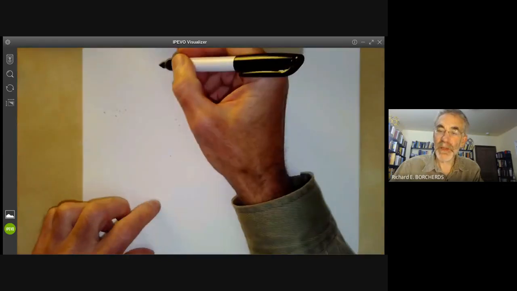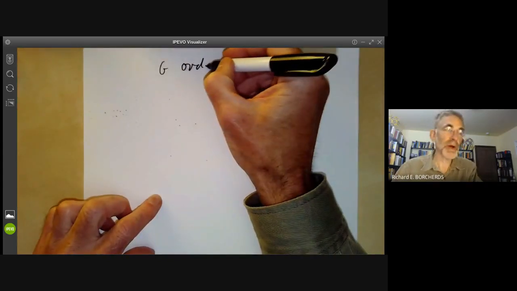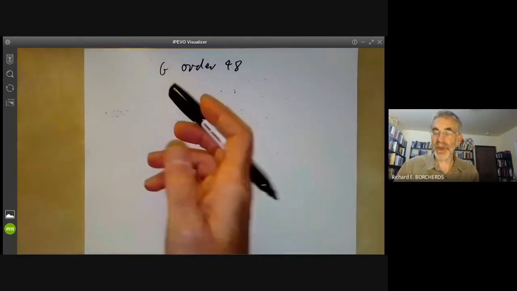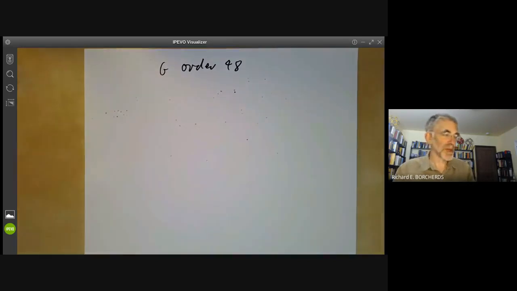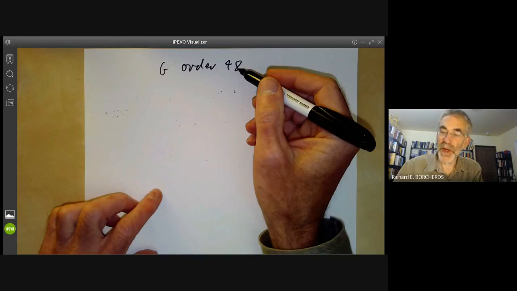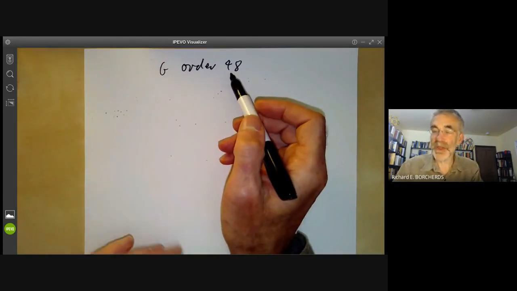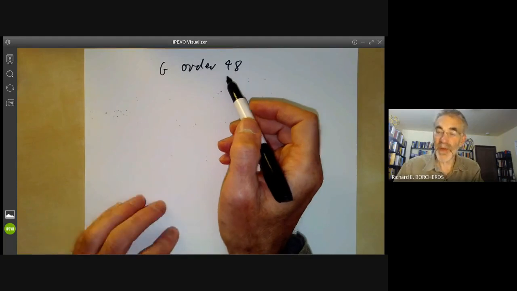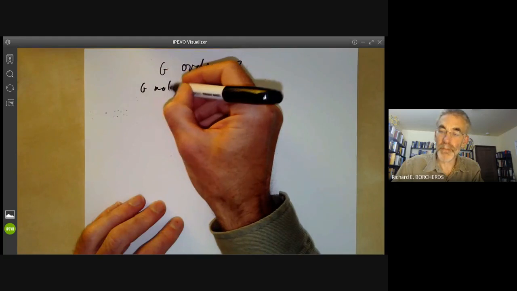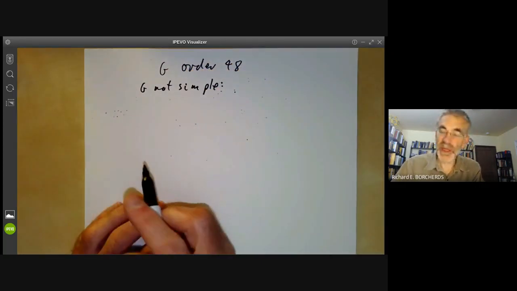So what we're going to look at first is G of order 48, and we're not going to attempt to classify all groups of order 48 because this is worse than the groups of order 16, which were already rather a mess. What we're going to do is look at two of the examples that turn up most often. First, we're just going to check that G is not simple. In other words, it must have a non-trivial normal subgroup.